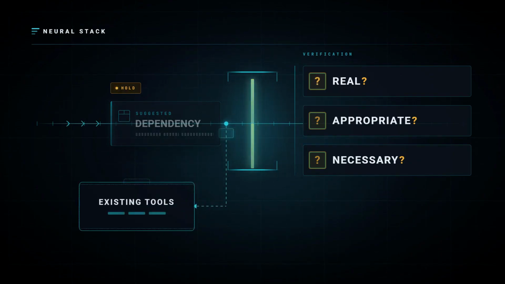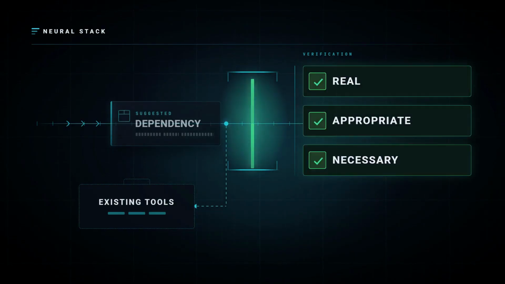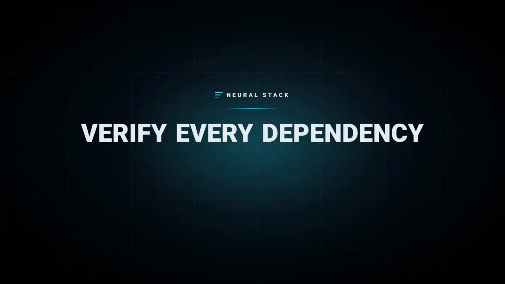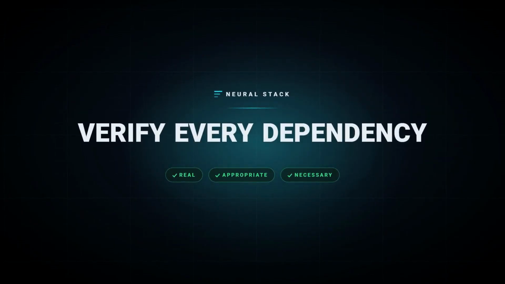If it isn't necessary, ask whether you can complete the same step with the tools already available in the project. Verifying dependencies is part of reviewing the code. It's not some optional cleanup step you save until after the application is supposedly finished.